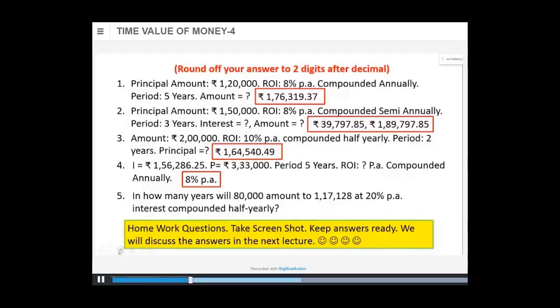Now check your options when we solve questions in the next lecture. I'll come with questions with answers also. We'll have A, B, C, D like it comes in the exam. Next lecture, so you'll come to know exactly. That time we'll discuss. The next lecture will be the last lecture for this time value of money. Now the last, fifth one.